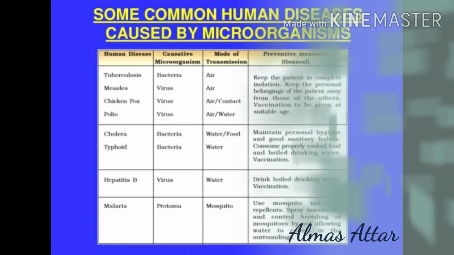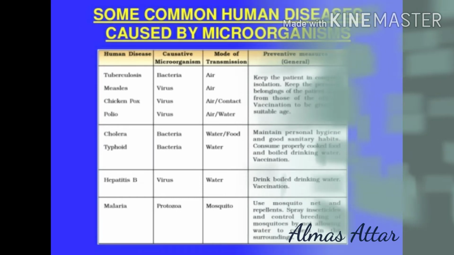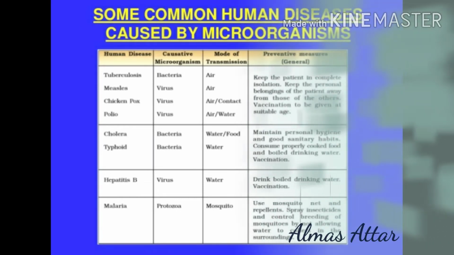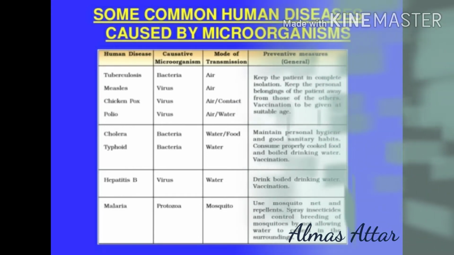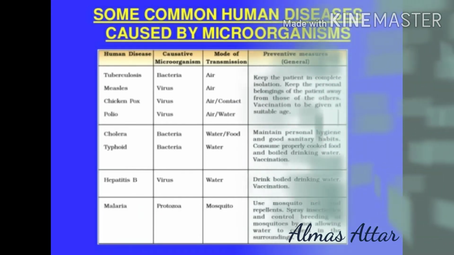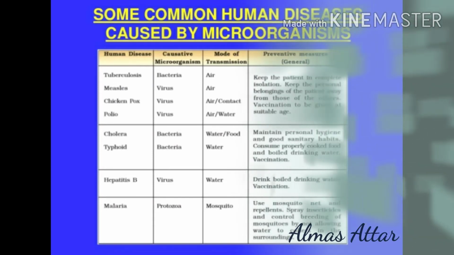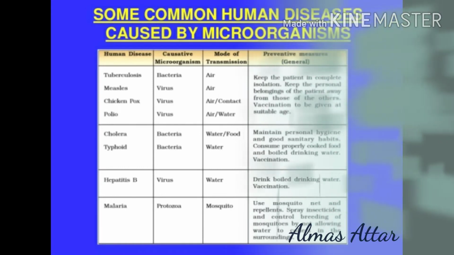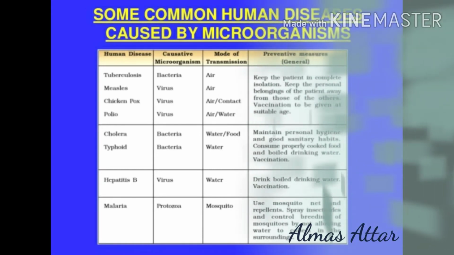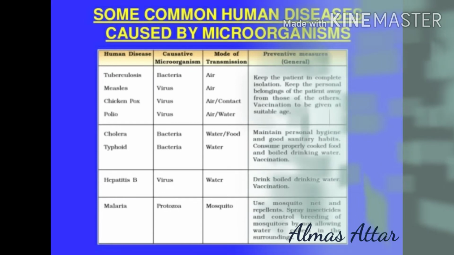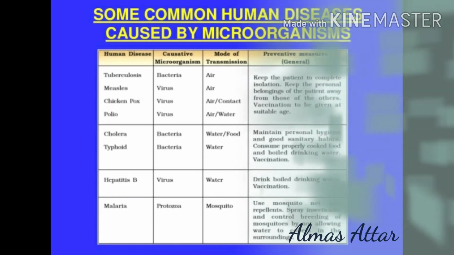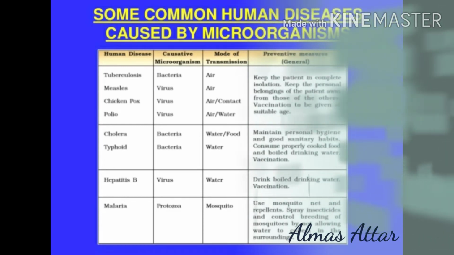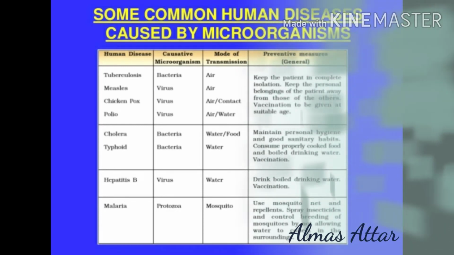Next human disease is cholera. The causative microorganism is bacteria. The mode of transmission is either water or food. And here the preventive measures are to maintain personal hygiene and good sanitary habits, meaning sanitation should be done. Consume properly cooked food and boiled drinking water. Why should one drink boiled water? Because in boiled water all the microorganisms are killed, and vaccination should be done.